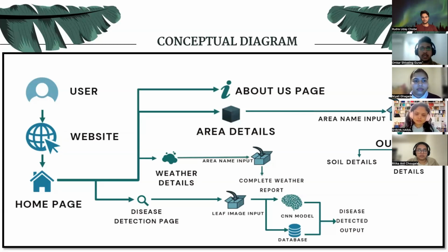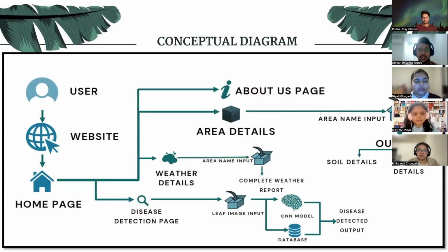The next one is weather details. Area details and weather details are our functionalities. We are trying to implement those as functionalities. Weather details will try to give weather forecasting for that particular region whenever the user wants to see the upcoming weather for the next few cycles. Next thing is our MVP.